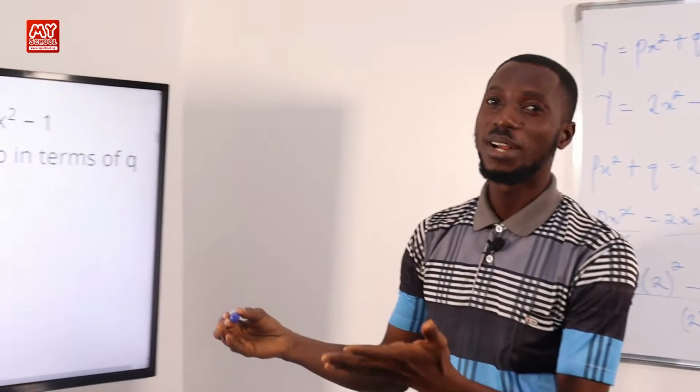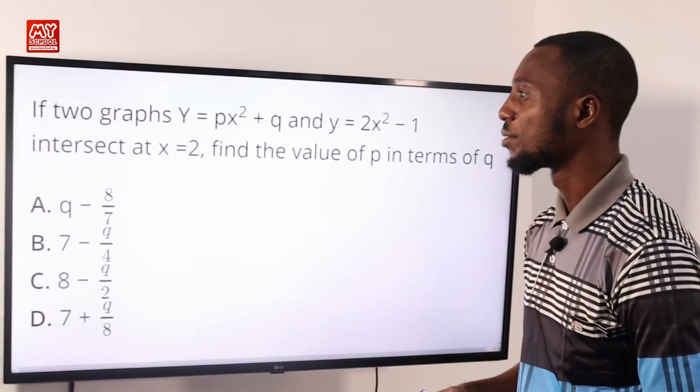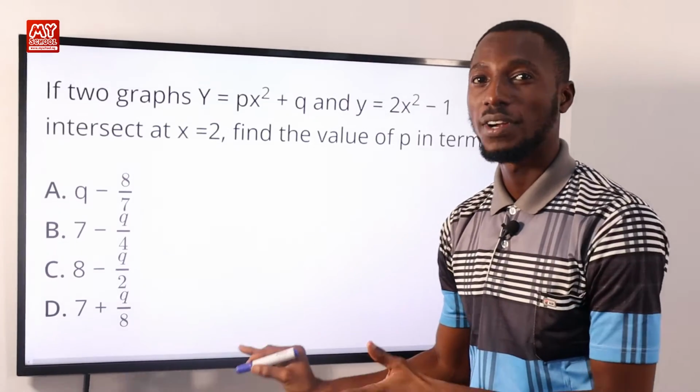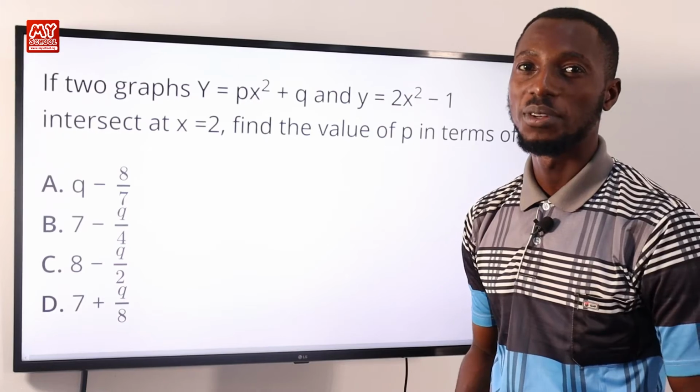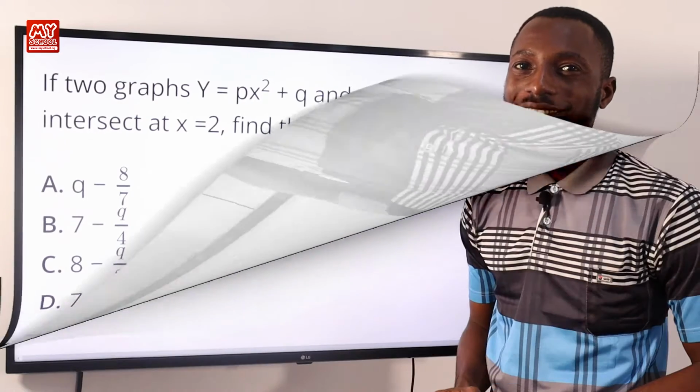So we are going back to our screen and have our confirmation. If you look through the options very quickly with me, you realize that option B is the most accurate option. Option B is correct.